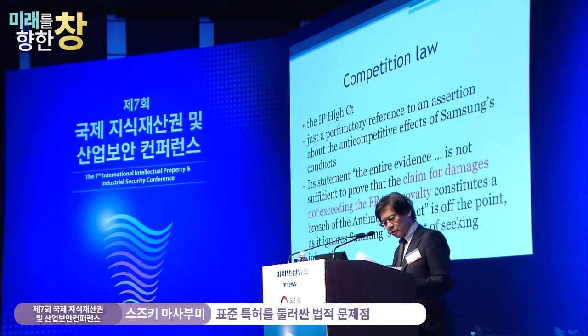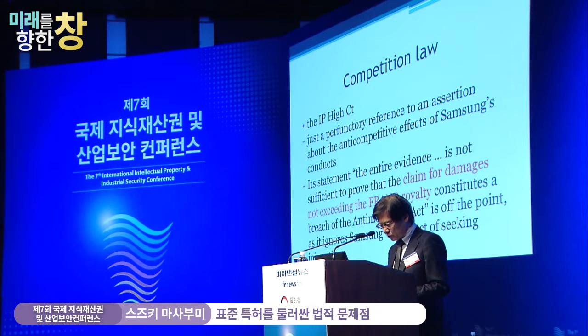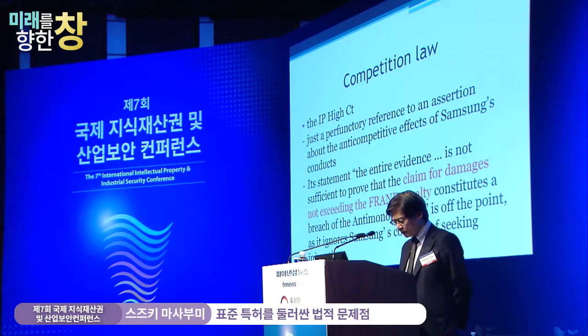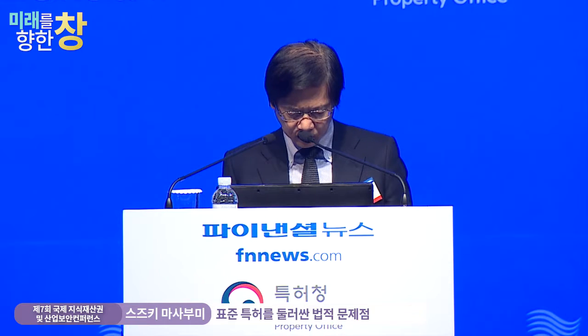I suppose in this particular case, Apple versus Samsung, neither the IP High Court nor Apple took seriously the issue of anti-competitiveness of the conduct by Samsung because there were already other factors sufficient to find abuse of right. So in this particular case, the issue related to competition law was not taken seriously. That is what I'd like to say.